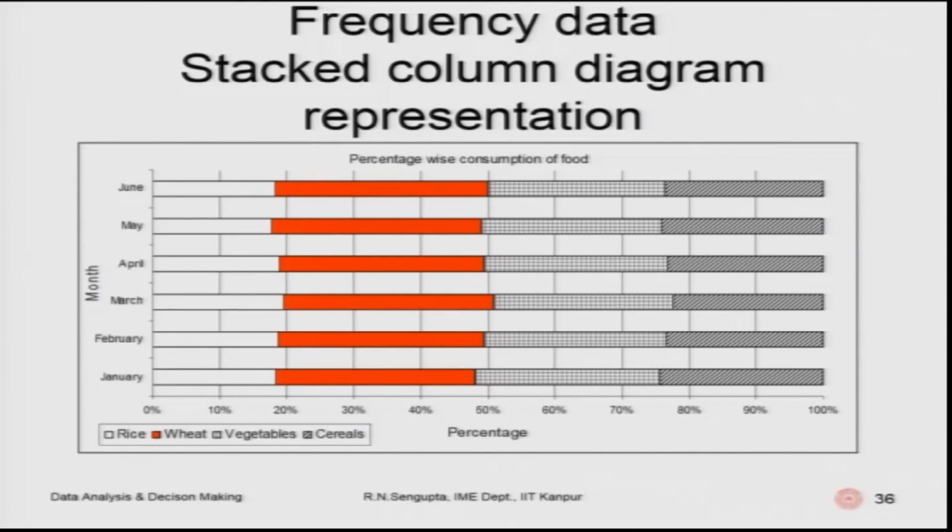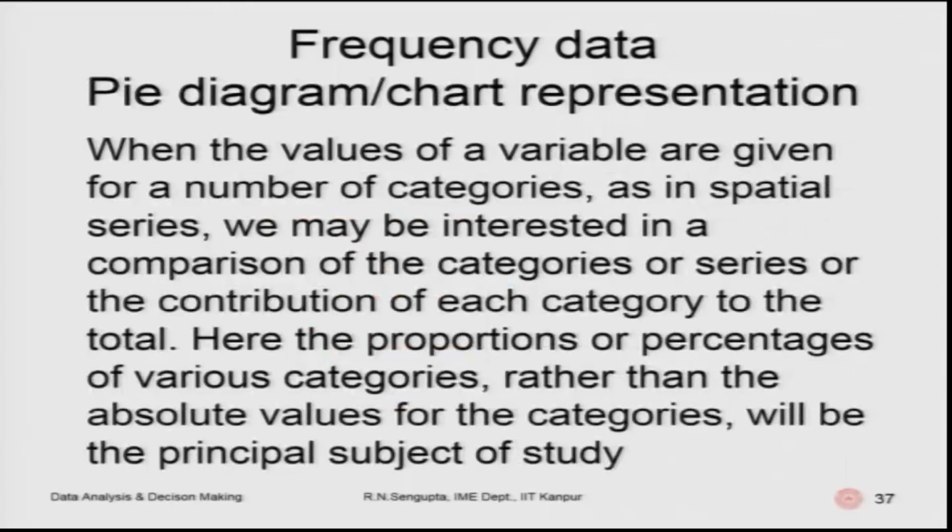If you see the percentage-wise consumption, rice is almost equal to 20% in the month of March, while for the month of May it is the least. Similarly, if we consider the consumption of cereals, it is the least in the month of March and almost maximum for the months of January and May.